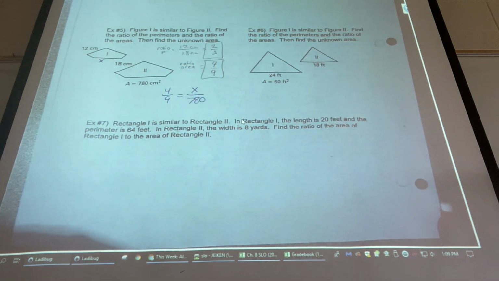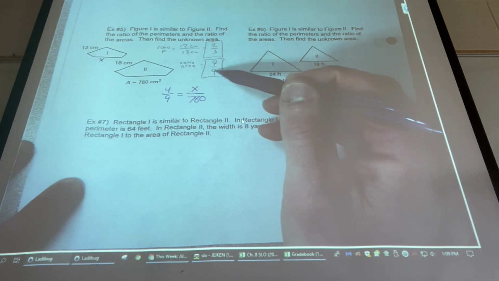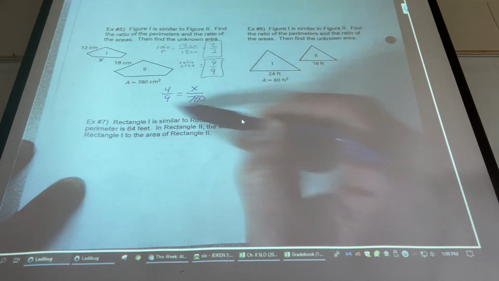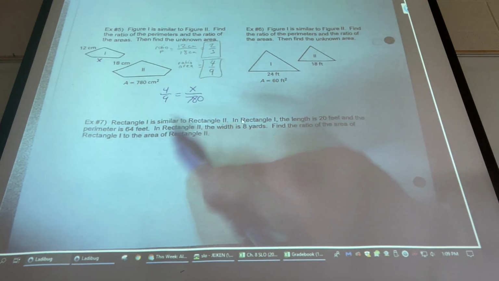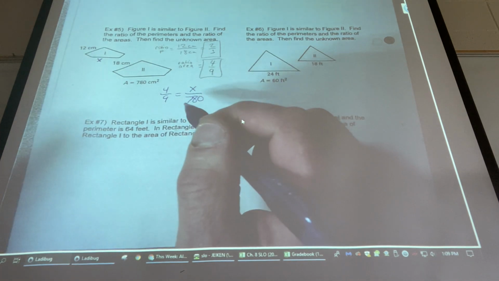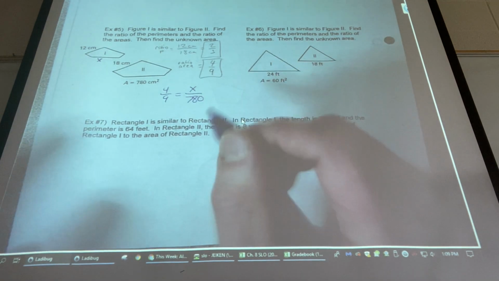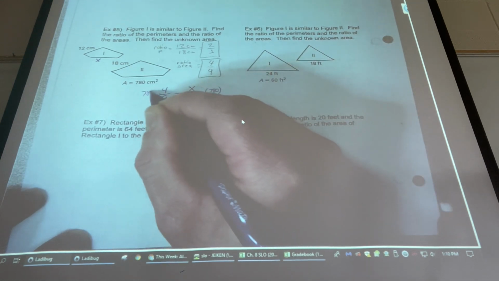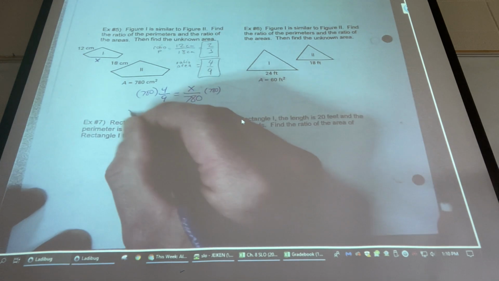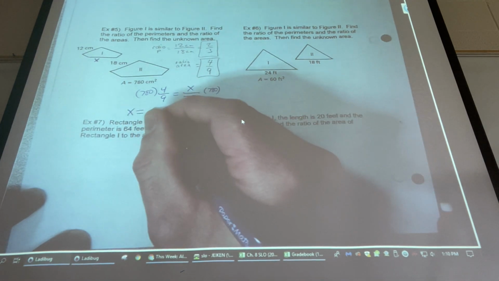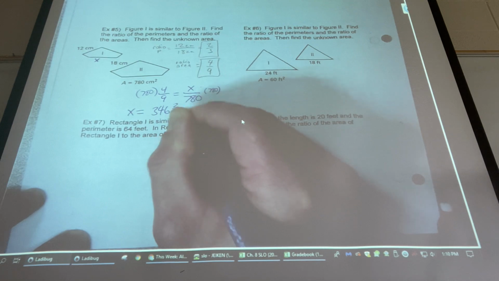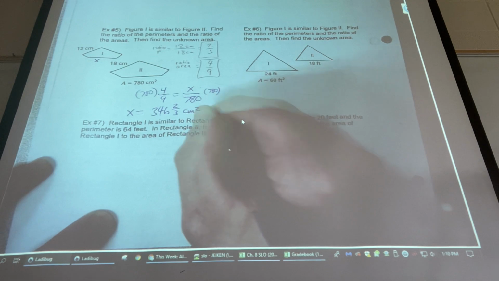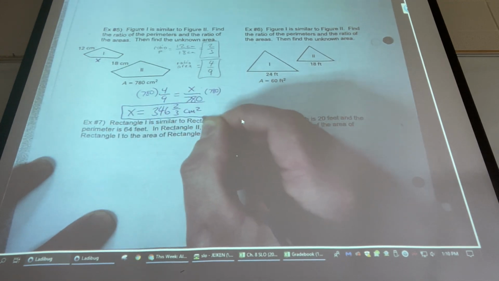All right. So 4 to 9. Do you guys see how that's little to big? So when we compare the areas, we want to do little to big. I like that setup. That looks good. And then to solve this, you could cross multiply. You could multiply by both denominators, or because x is on top, just multiply by 780. I'm going to cheat a little bit. I got 346 2/3. And then what's the units? Centimeters squared. Are you guys okay with that? Yes. Yeah, that's what I got.